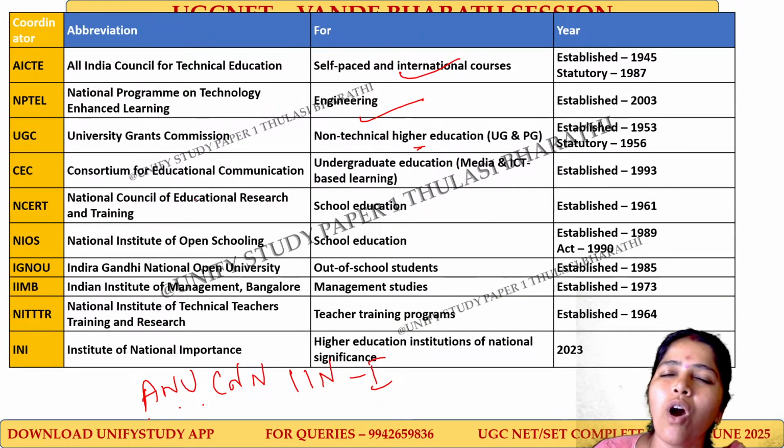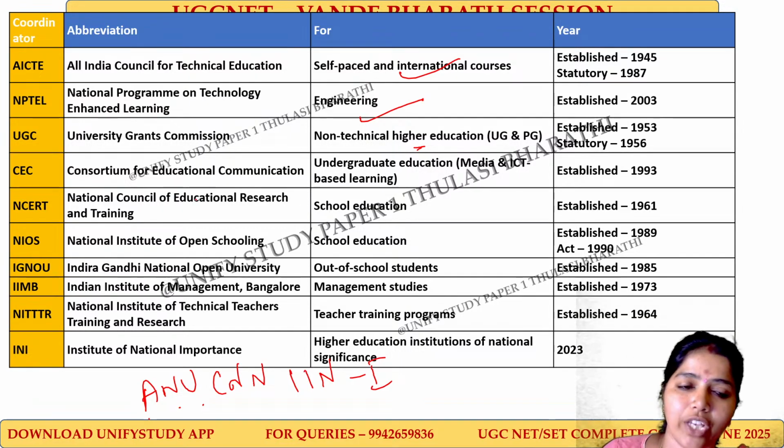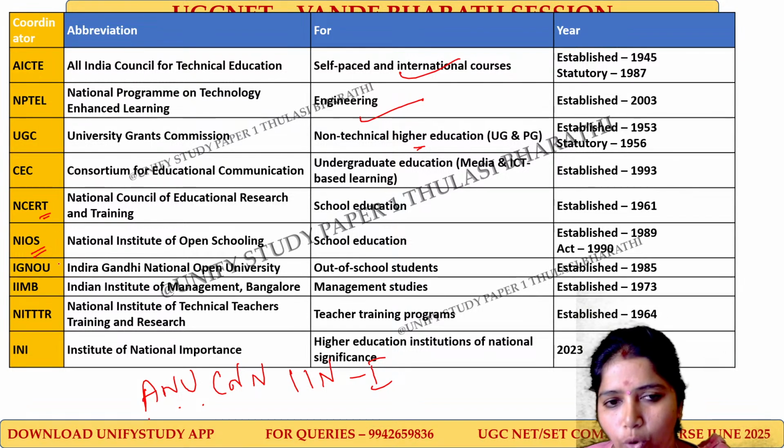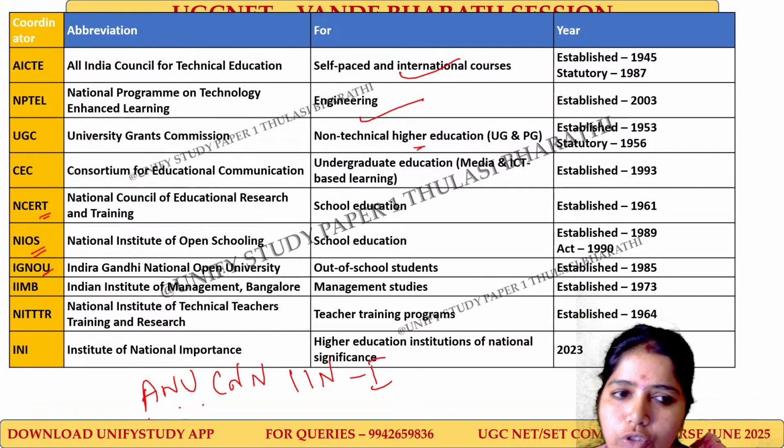What is CEC? All sorts of multimedia things, right? Media related things will be done in the CEC, the Consortium for Educational Communication. NCERT is for school education. NIOS is the National Institute of Open Schooling. IGNOU is the Indira Gandhi National Open University, for students who are out of school.